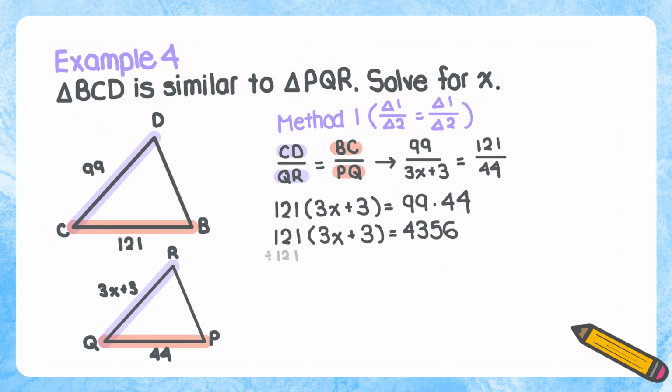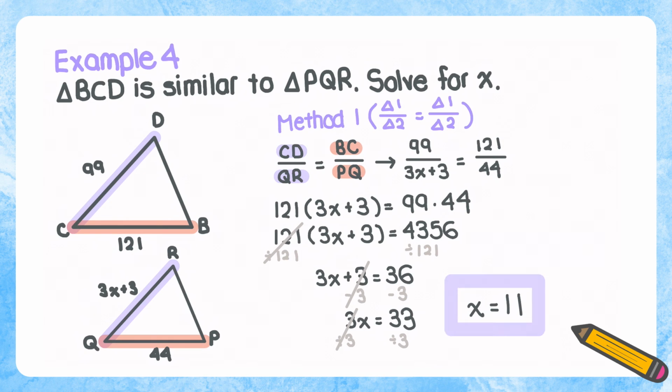So we still have the same idea of eventually isolating x. I'm going to divide both sides by 121, so I just have 3x plus 3 equals 36. Next, let's subtract 3 on both sides. This cancels out. I have 3x equals 33. Divide by 3 on both sides. And I find that x equals 11. For this problem, we're simply solving for x, so we're done here.